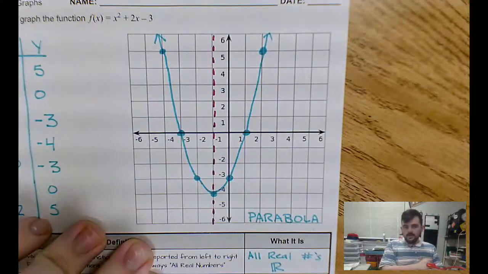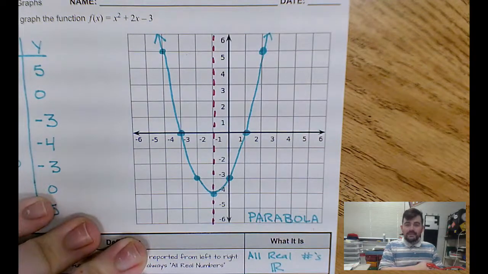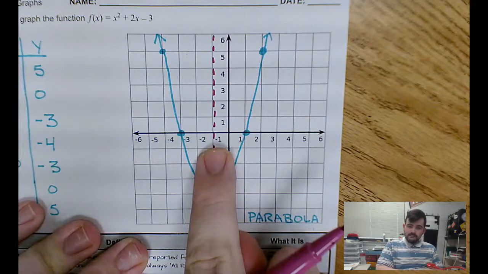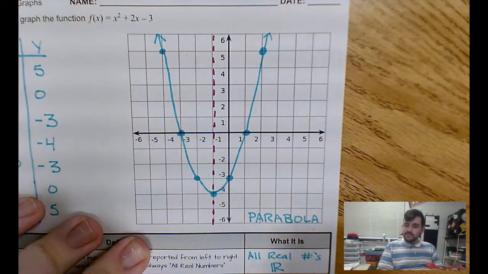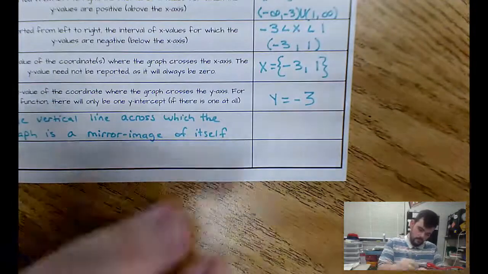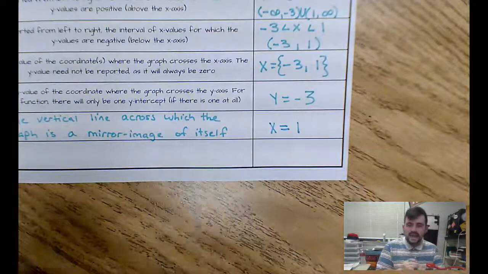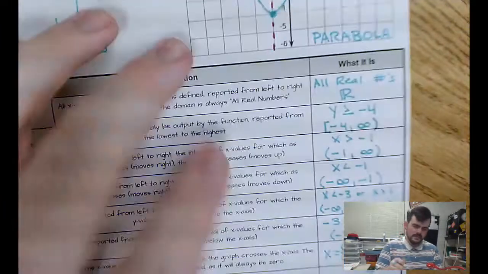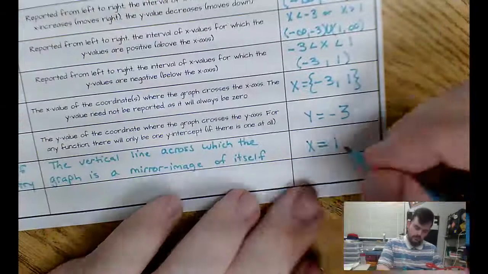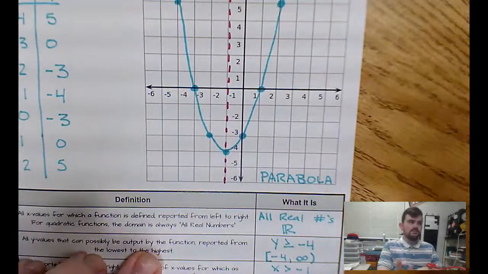Okay? So, your axis of symmetry is reported as an equation, and it's just x equals whatever this number is. Basically, whatever the x value is where it crosses. So here, the axis of symmetry is just x equals 1. Again, the axis of symmetry is x equals 1, or excuse me, x equals -1, because it goes through there at -1. The axis of symmetry is x equals -1.